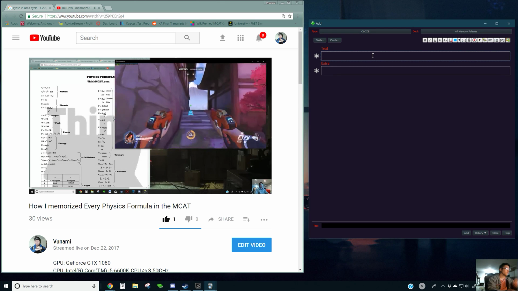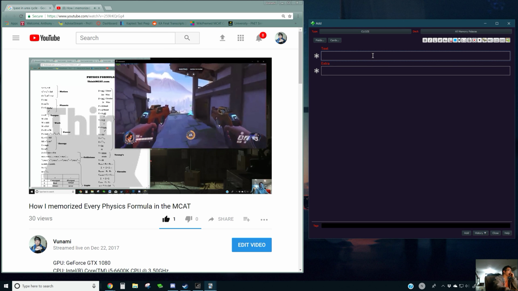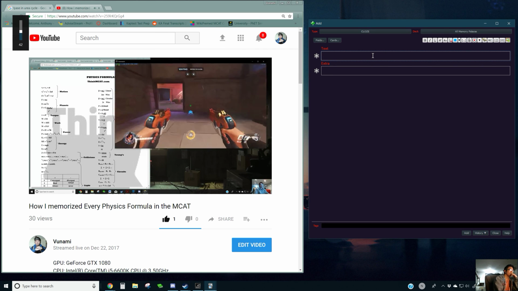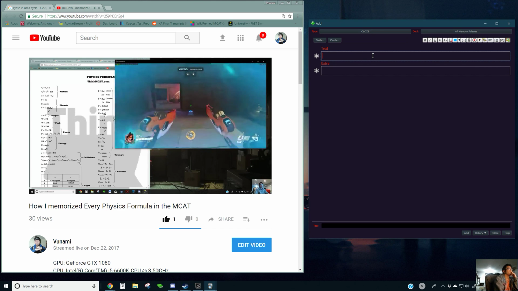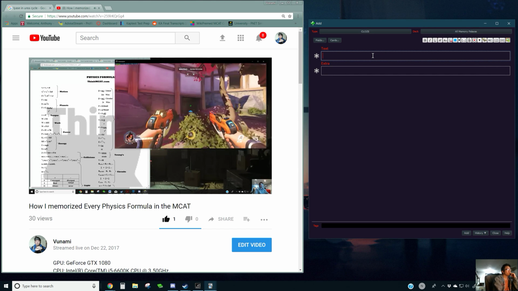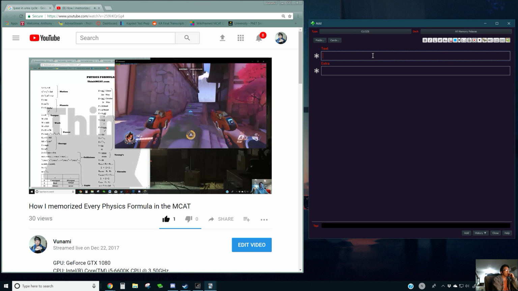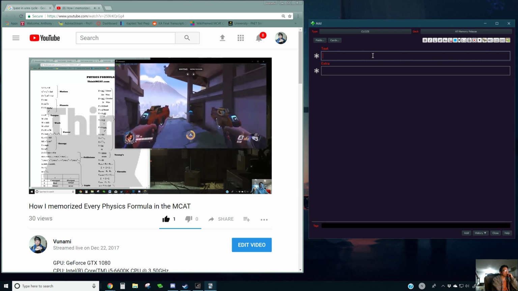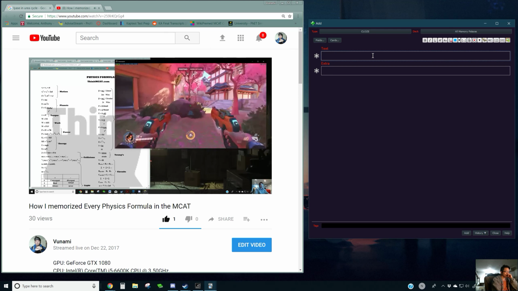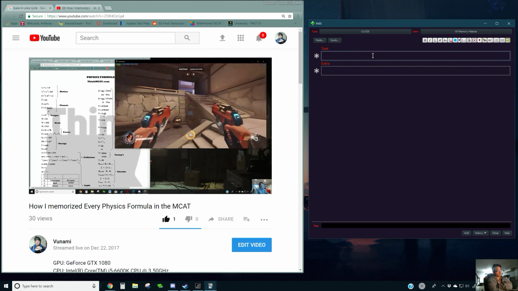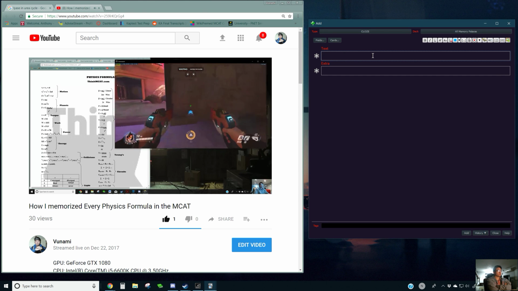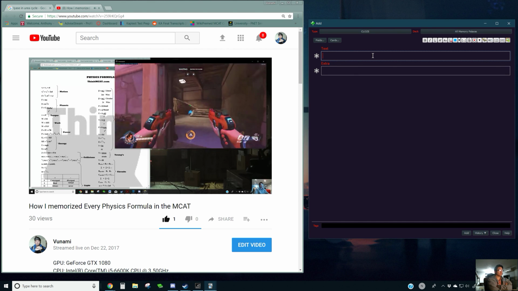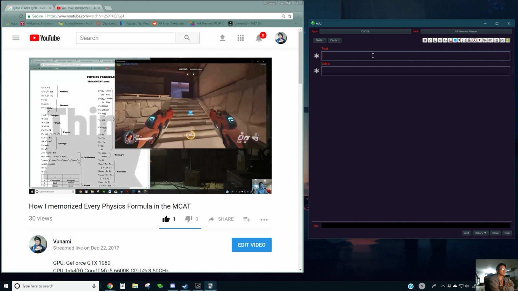So I start off with Tracer. Tracer is a very fast person. She defies the laws of physics because she basically rewinds time, goes forward, and skips time as she moves forward. Because she does that, I think of her as the main person for physics.